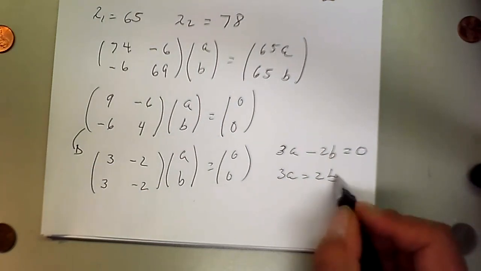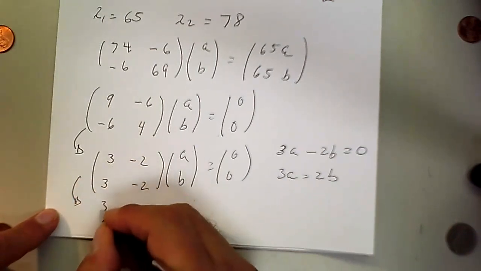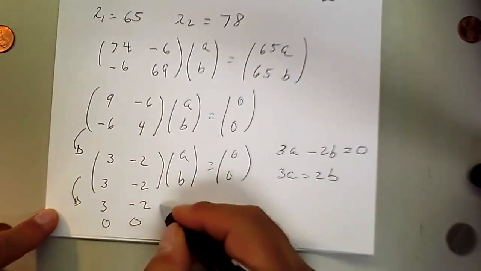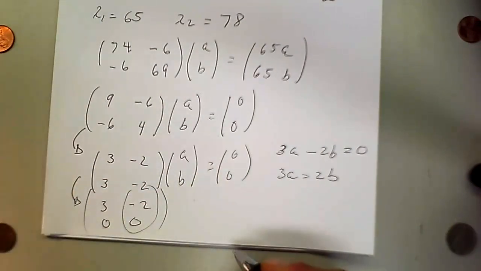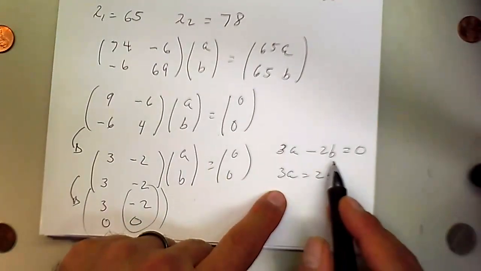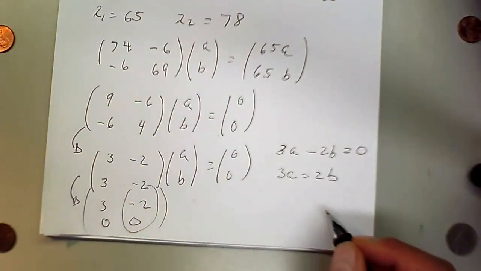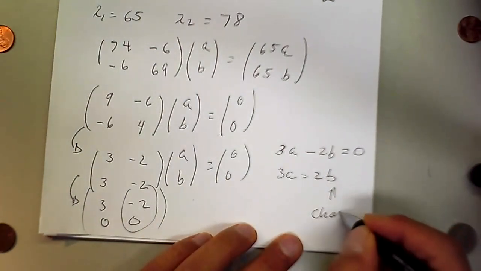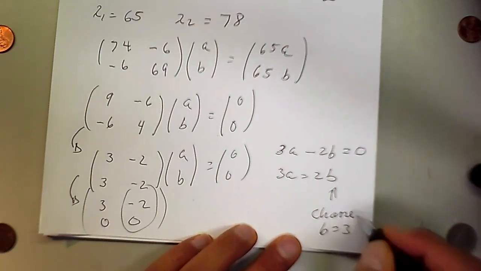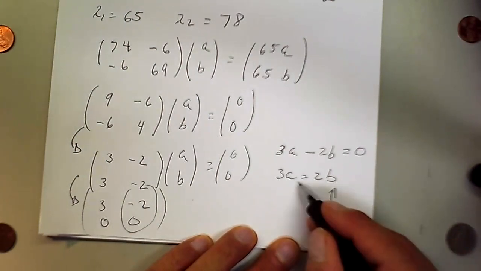And I prefer to use whole numbers. We have 3, negative 2, 0, 0, which means B is a free variable. And typically what we do is put 1 for the free variable. So if we put 1 here, then A would have to be 2/3. And that causes us to have a fraction. I prefer to be fraction free. So I'm going to choose B to be 3. It is a free variable, so it can be anything we want it to be. If that is 3, that means that A has to be 2.